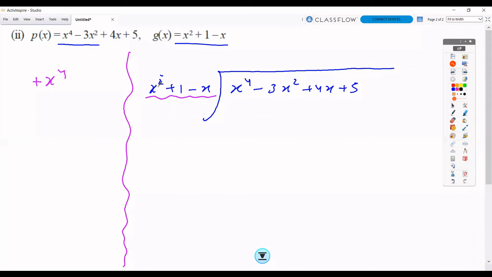Highest power of this is x². So divided by x², the answer I will get is x². So I am going to keep x² here.